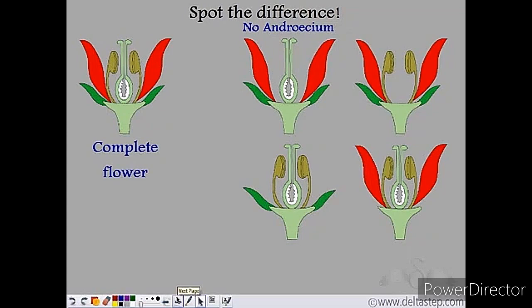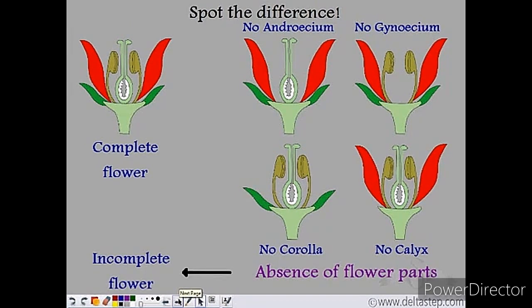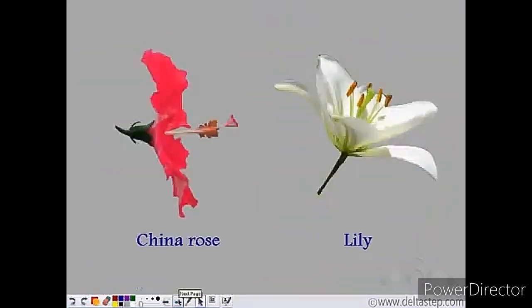See, the androecium is missing. Similarly, in the next flower, gynoecium is missing. And in the next flower, the corolla is missing. And in the last flower, yes, the calyx is missing. So, if a flower doesn't have one or more parts, it is known as an incomplete flower.